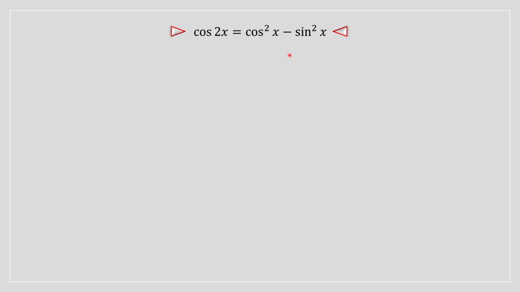Alright lads, it's Danny here today, bringing you a lovely video on why cos 2x is equal to cos² of x minus sin² of x. This here is a double angle identity which we're going to prove.